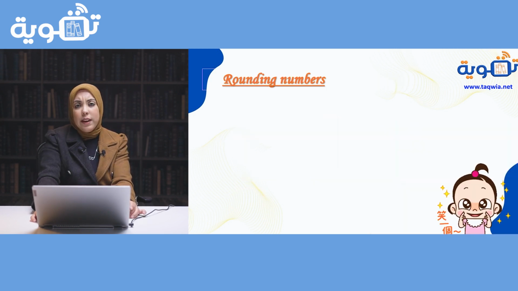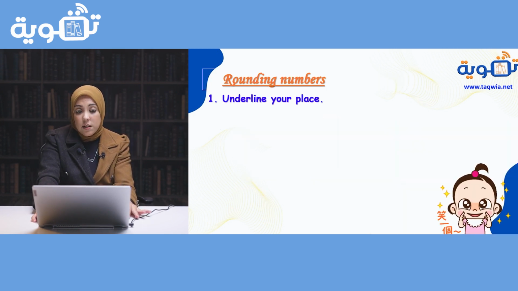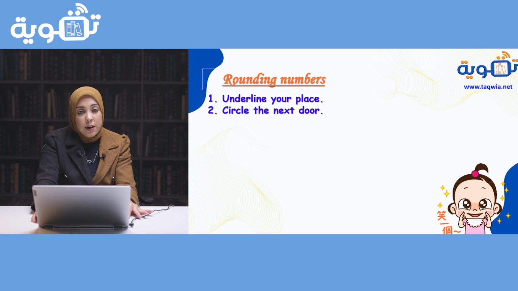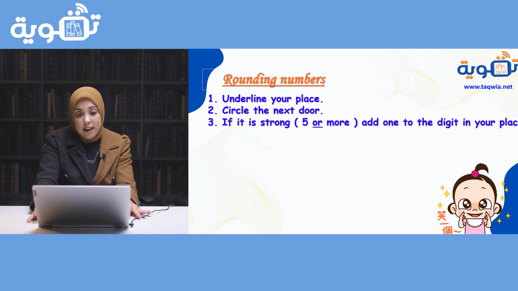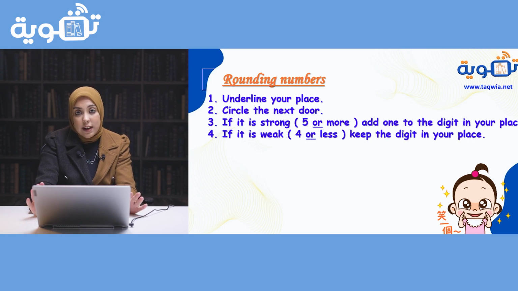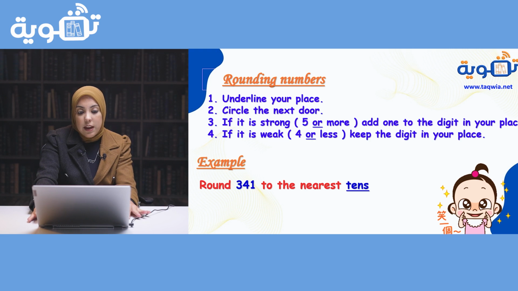Now how can we round the numbers? First, you underline the place that you want to round to. Second, you circle the digit to the right. Then if it's strong, we add 1 to the underlined digit, and if it's weak, we keep the digit. Let's take an example to understand how we can round. For example, we have to round 341 to the nearest tenth.